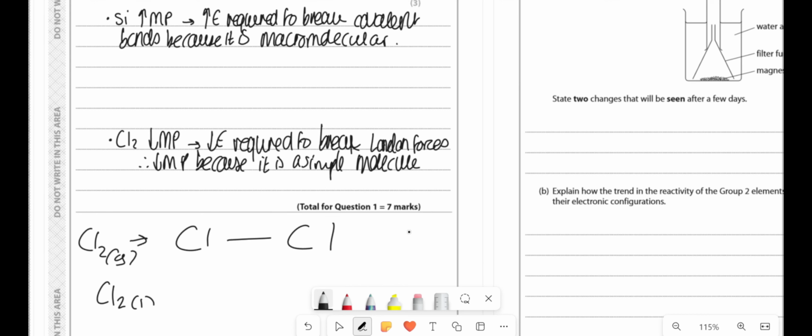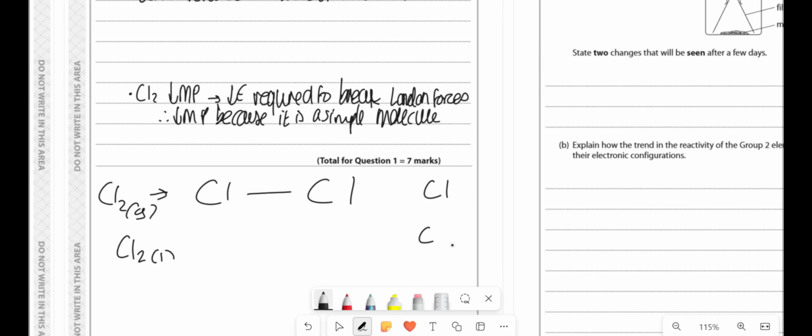You're not breaking the covalent bond. Otherwise, you would just have Cl atoms, and that is incorrect. When you're boiling this, you're breaking these van der Waals forces or London forces between the two molecules. It's called intermolecular forces. Inter means between molecules.